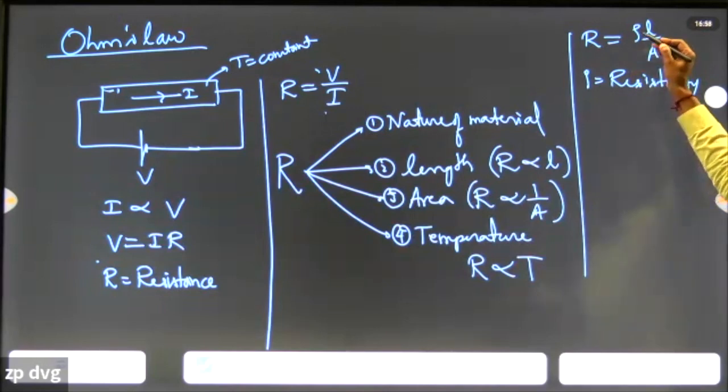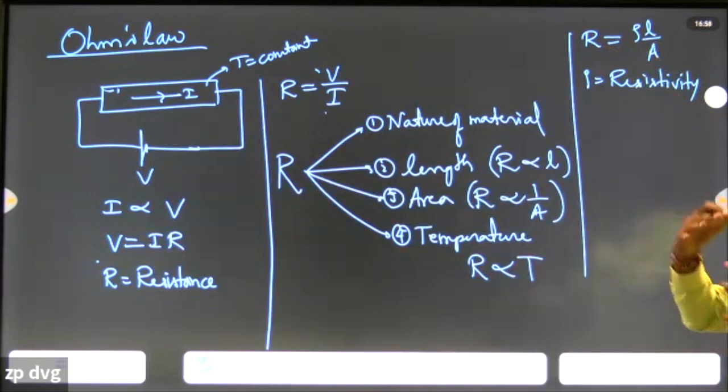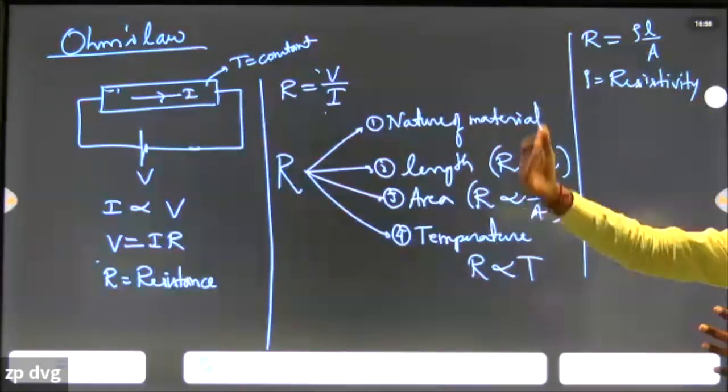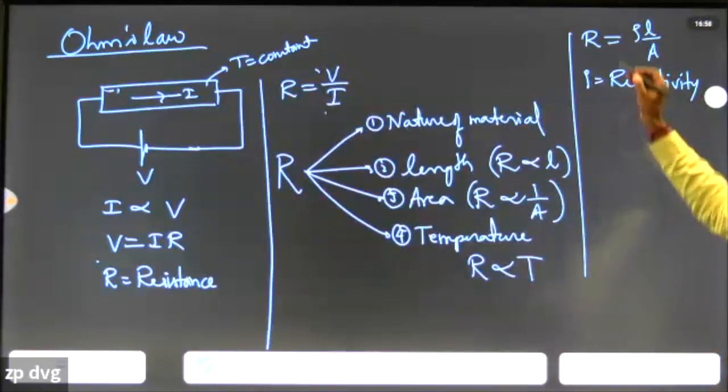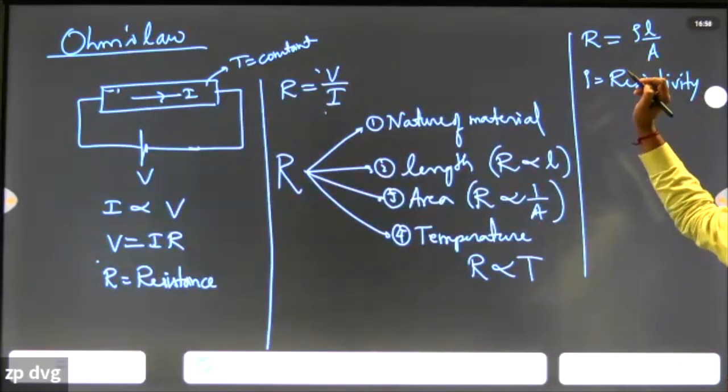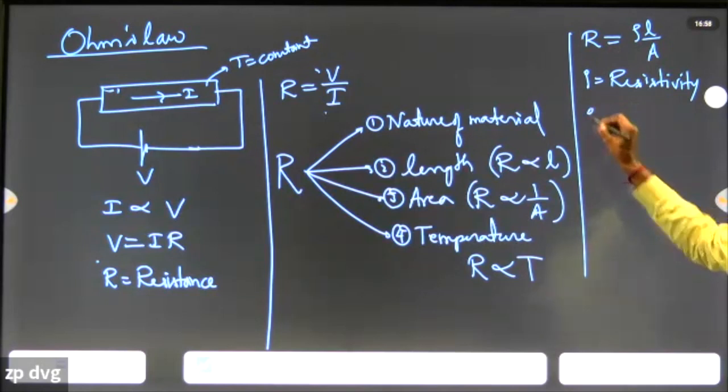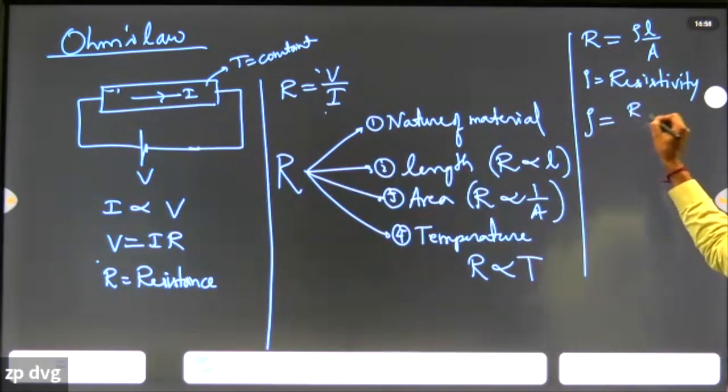That means resistivity is the resistance offered by a conductor of unit dimension, that means 1 meter length and 1 meter square area of cross section. What resistance is offered by a material is called its resistivity. So resistivity can be written like this: rho is equal to RA by L.